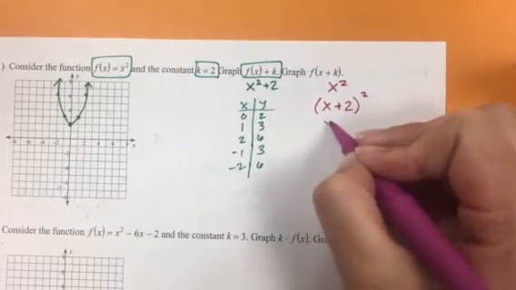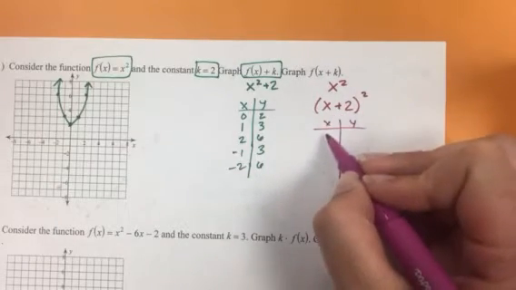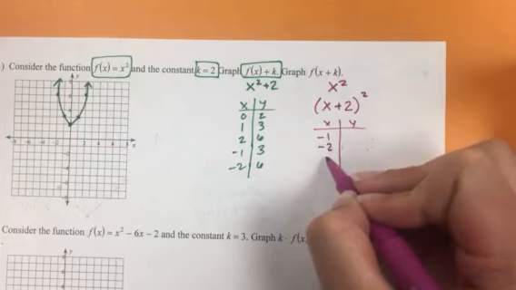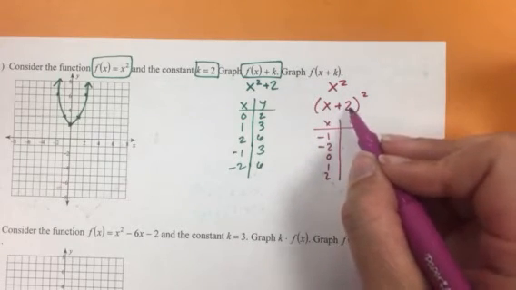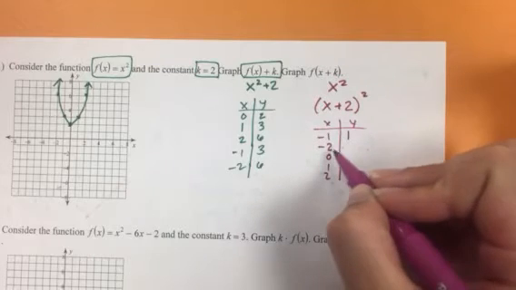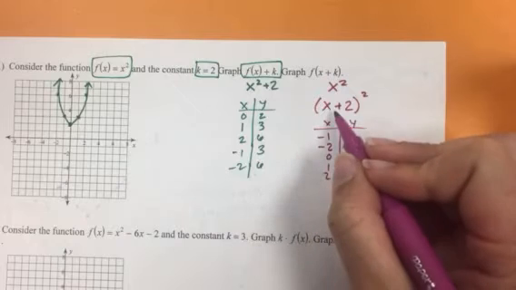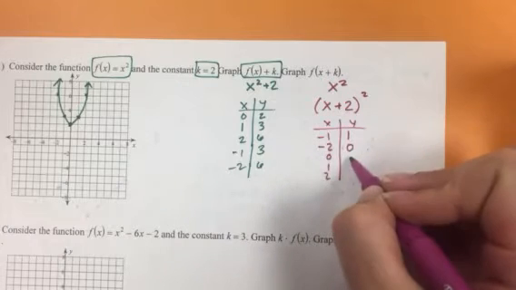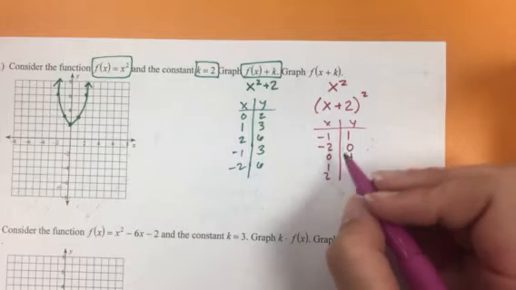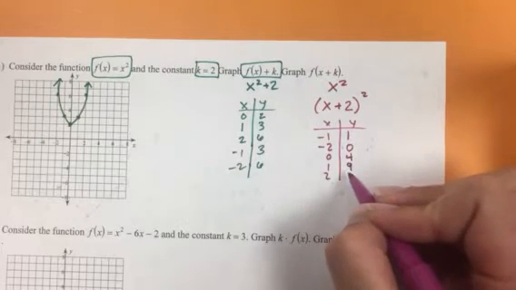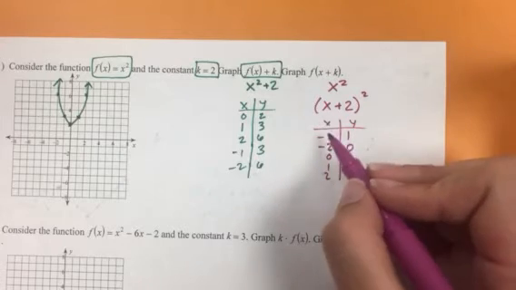Alright, now I can make a table, or you can use vertex form. I'm going to plug in -1, -2, 0, 1, 2. -1 plus 2 makes it a 1. 1 squared is 1. -2 plus 2 is 0. 0 squared is 0. 0 plus 2 is 2. 2 squared is 4. 1 plus 2 is 3. 3 squared is 9. That's just getting bigger. So I need to check what happens if I make it.